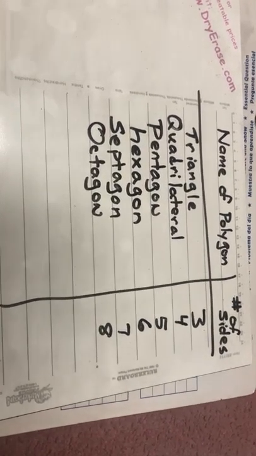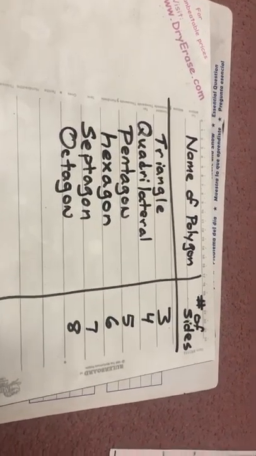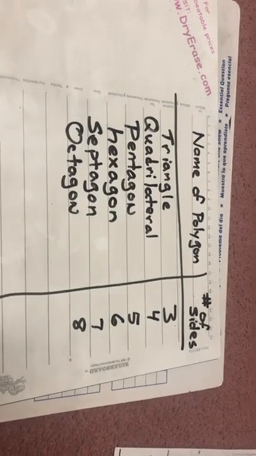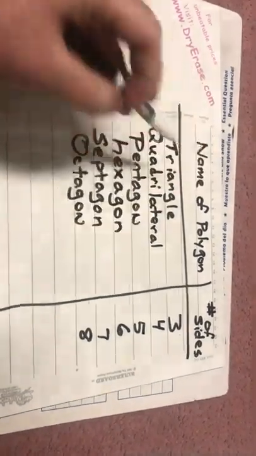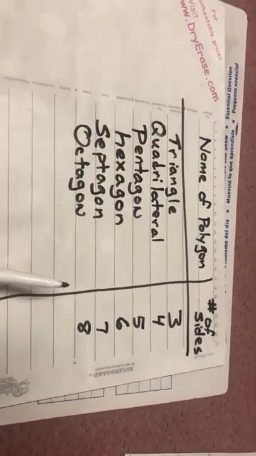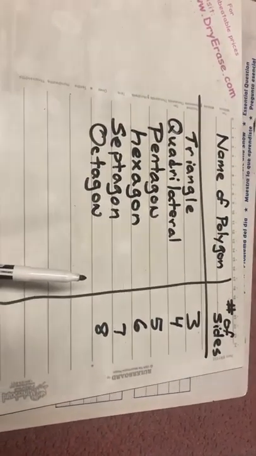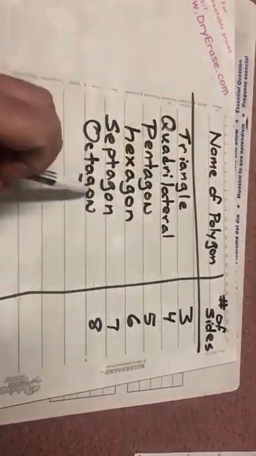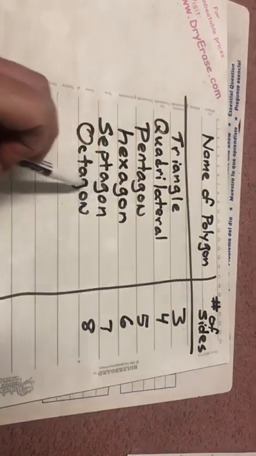All right, fifth graders. Once again, freeze, pause the video, write this down. We're going to be looking at polygons today to start off here in chapter 11. I want you to be able to write down this table that's got the different types of polygons and how many sides there are.